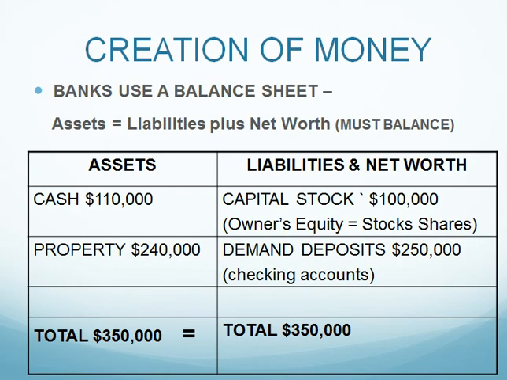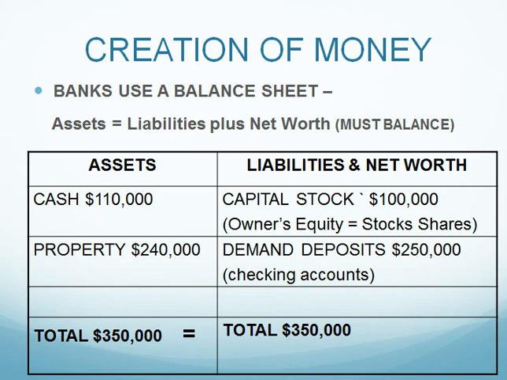So if we look here, we'll see an example of a balance sheet. And so if you have assets, your assets equals your liabilities plus your net worth. It has to balance, okay? So if we have assets of $110,000 in cash, property of $240,000, we add those together, and the bank's assets are $350,000. Their liabilities, which would be something that the bank owes to other people, would be capital stock, $100,000 of equity, stock shares, and demand deposits.